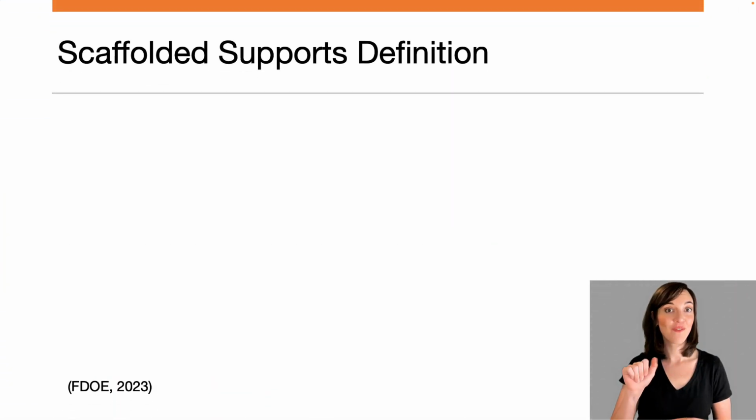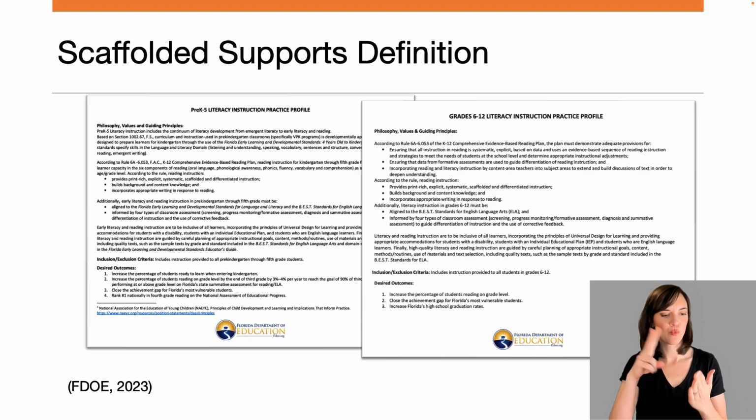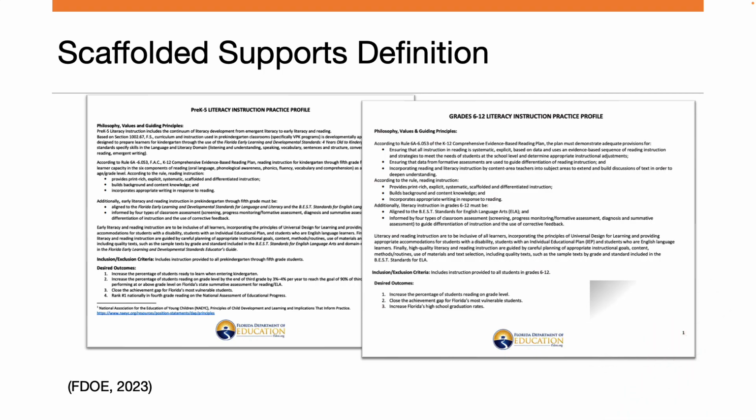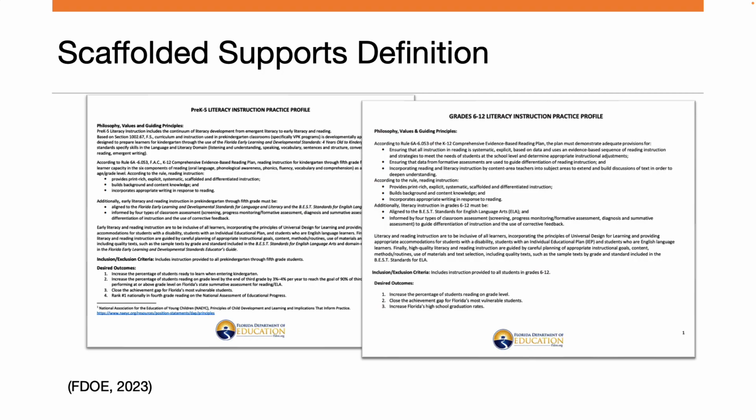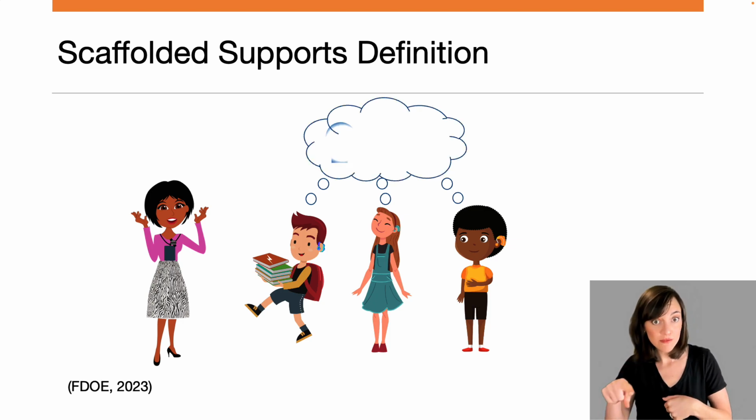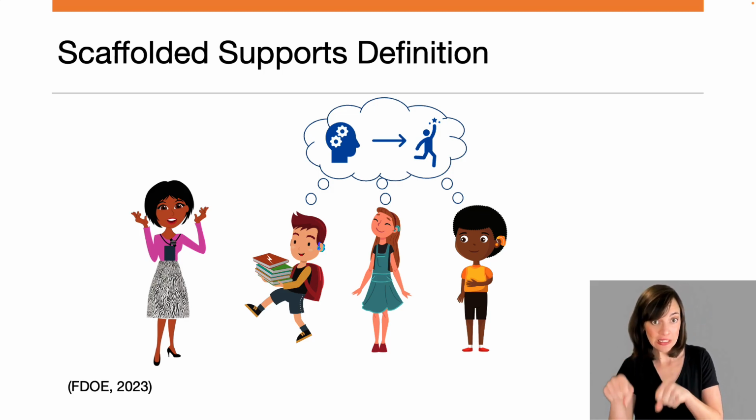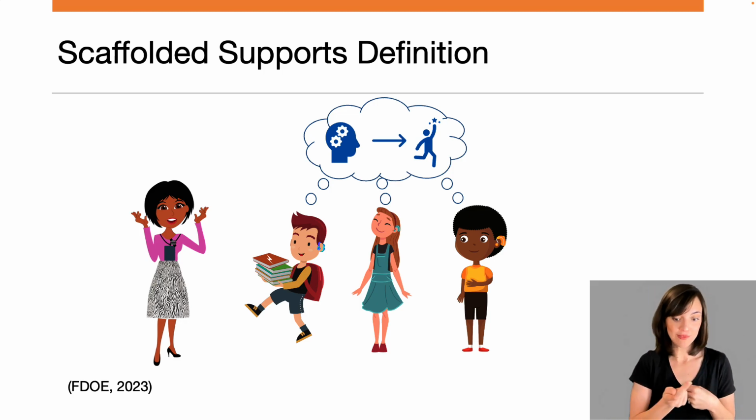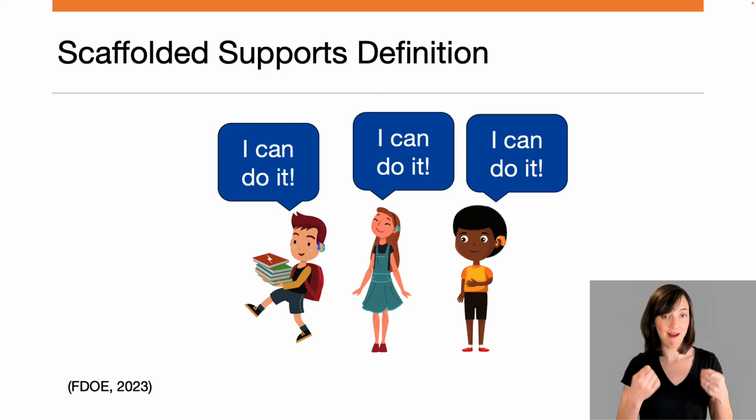The Florida Department of Education, FDOE, and Just Read Florida, JRF, created practice profiles for literacy instruction for grades pre-K through 5 and 6 through 12. In the practice profiles, FDOE and JRF define scaffolded instruction as follows: the intentional support provided by a teacher for learners to carry out a task or solve a problem to achieve a goal that they could not do without support. It is a temporary support matched to the current understanding or skill level of learners. The intent is to provide a decreasing level of support until learners are empowered to perform independently.